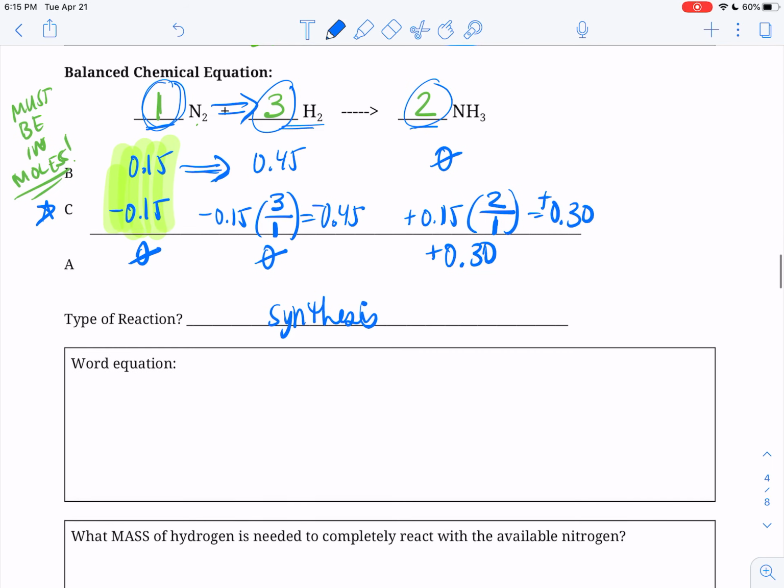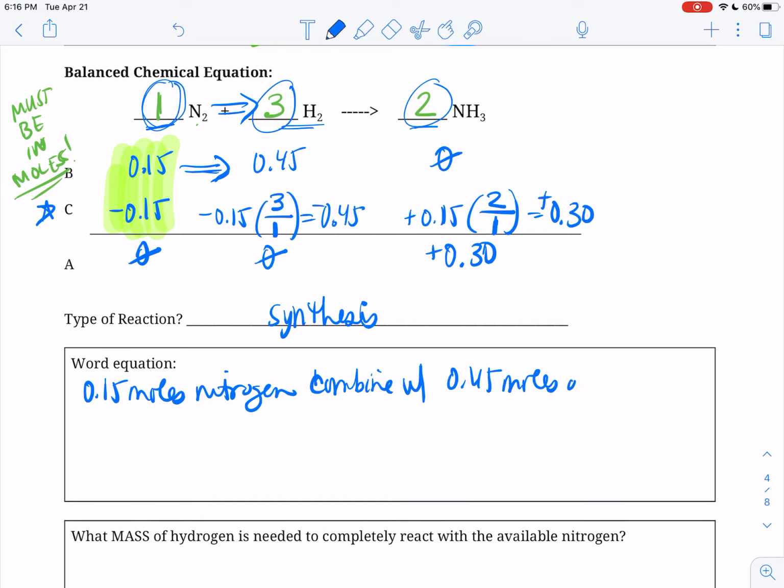And then you're going to go ahead and write your word equation. Go ahead and just use the moles for the word equation every time, because that's just going to be a little bit simpler. 0.15 moles of nitrogen combine with or react with 0.45 moles of hydrogen, 3 times as much, to form 0.3 moles of ammonia. Remember, if it's a weird name, I'm probably going to give it somewhere in the problem, so look around. It's probably there somewhere.